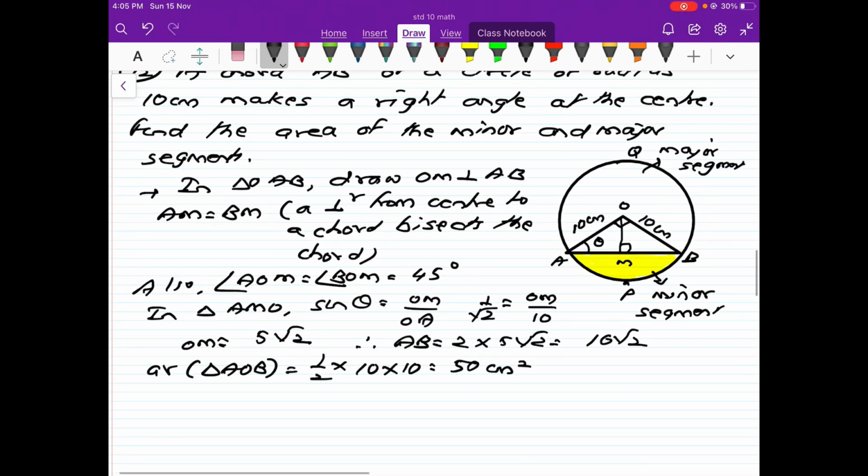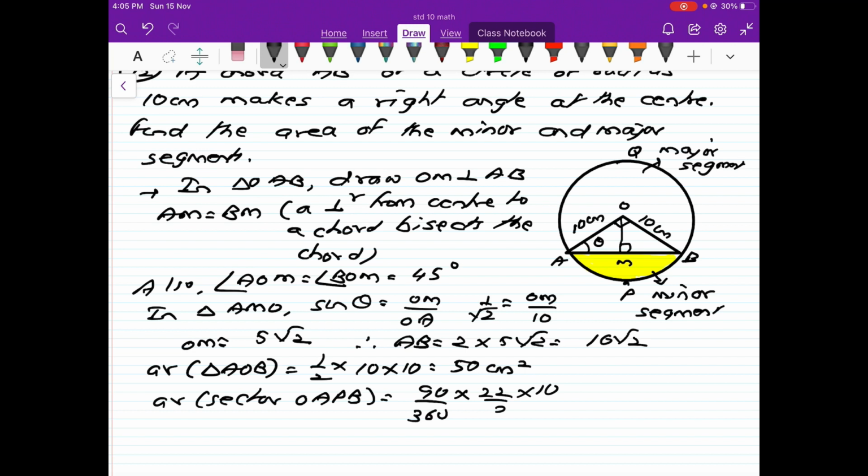So now we can even take the area of the sector, because for finding the segment we have to know the sector. Area of sector OAPB is equal to 90 upon 360 into 22 upon 7 into 10 square. So here we are getting 78.5 centimeter square.